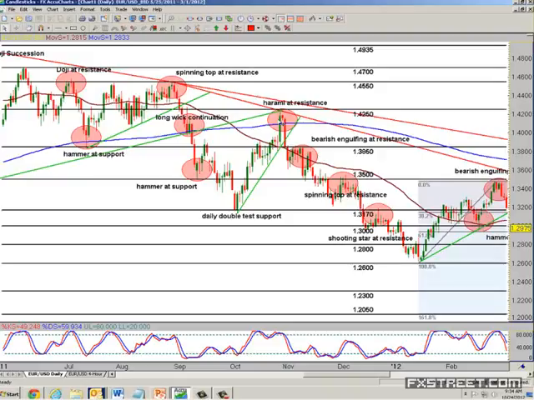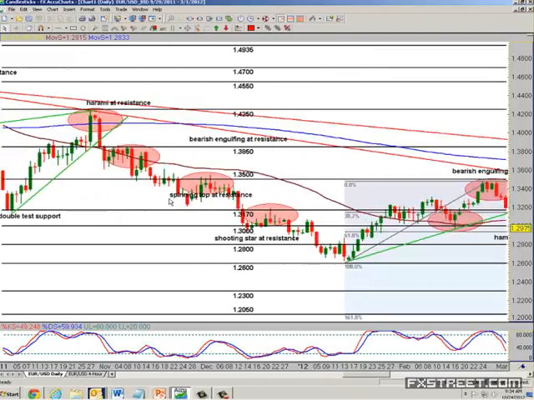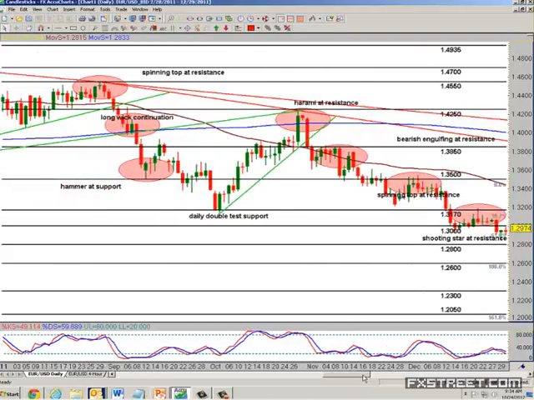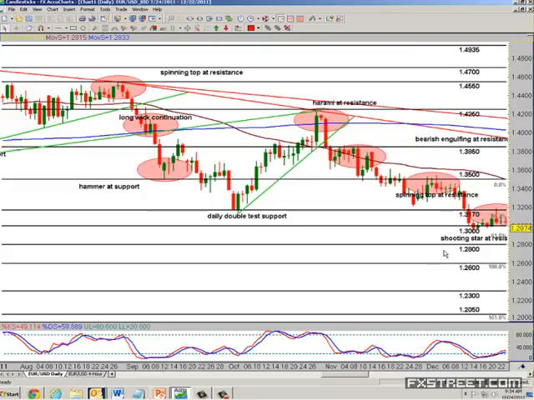Okay, can you make that big chart? Is that bigger? Is that better? Hopefully that's a little better.